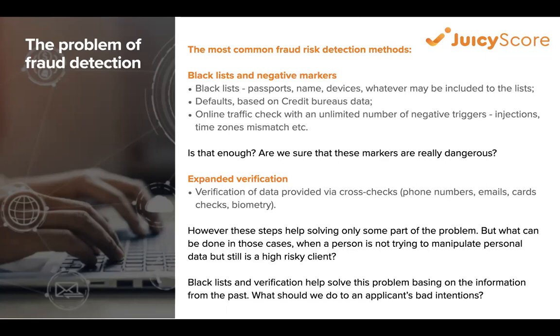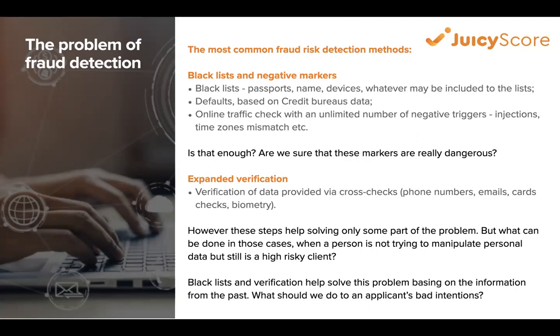Expanded verification of data provided via cross-checks like phone numbers, email, cards, and biometry is actually part of the verification of data provided. However, these steps help solve only some part of the problem. But what can be done in those cases when a person is not trying to manipulate personal data, but still is a high-risk client? Blacklists and verification help solve this problem based on information from the past. What should we do when there is an applicant's bad intention?